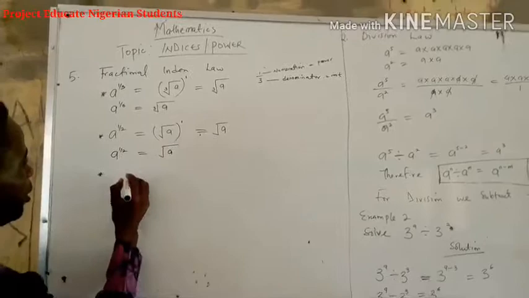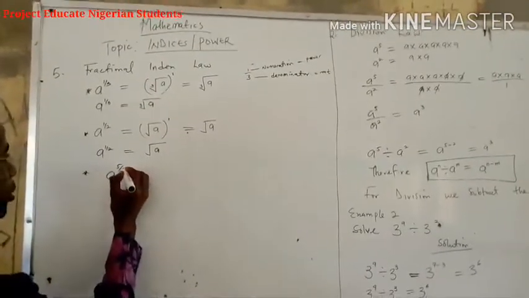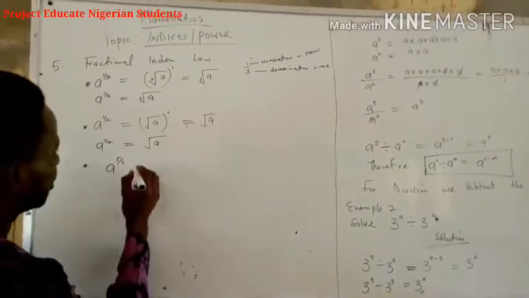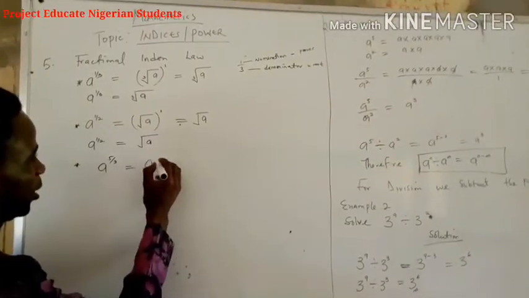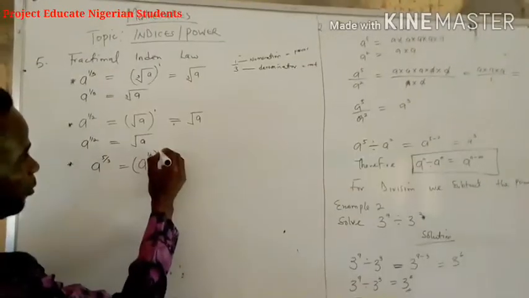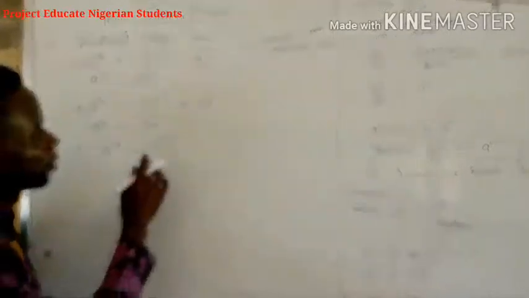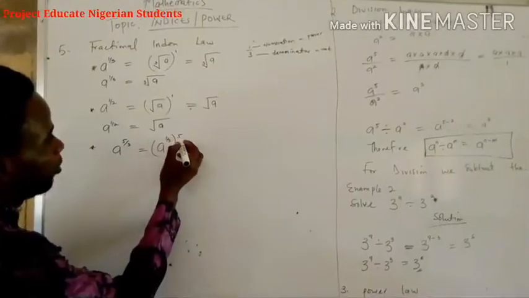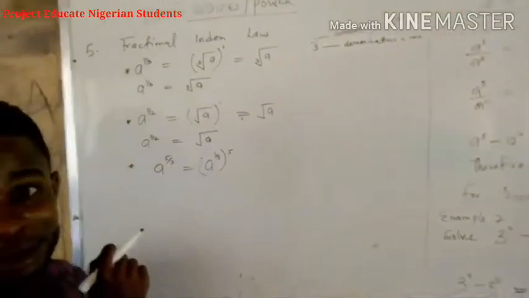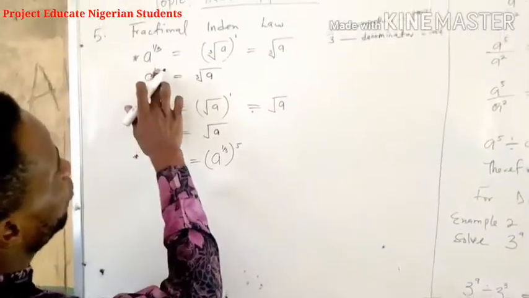And I have a raised to the power of 5 all over 3. Now this is something like a raised to the power of 1 all over 3 raised to the power of 5. Do we agree with that? Yeah, because 1 multiplied by 5 is still 5 all over 3. Okay? Now, what we have here, a raised to the power of 1 all over 3 equals this.